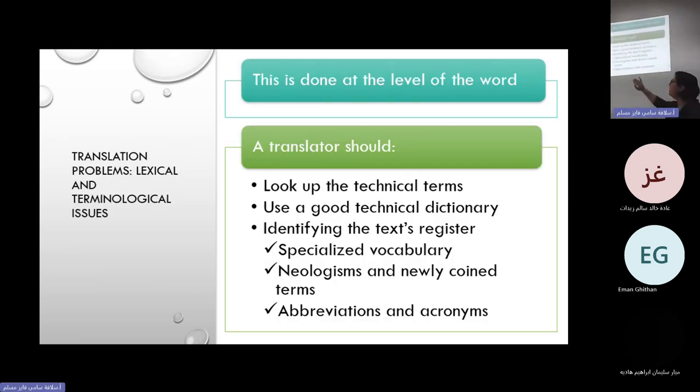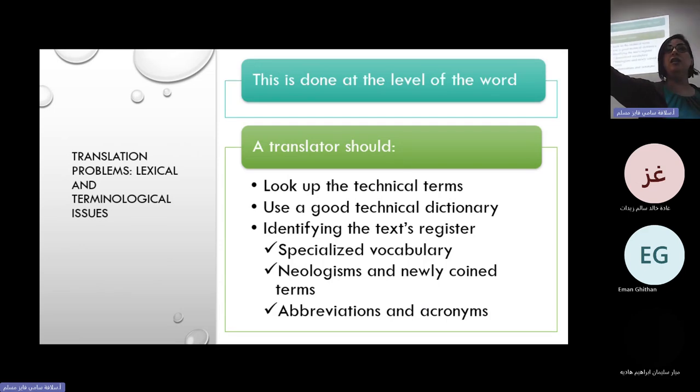The first one is the lexical and terminological issue, problem, challenge. What do we have here? So, as we said, this is done at the level of the word itself. A translator should look up technical terms if he or she doesn't know them, okay, or has doubts. شو يعني doubts? شكوك of the translation, if it's correct or not, okay? Use good technical dictionaries.